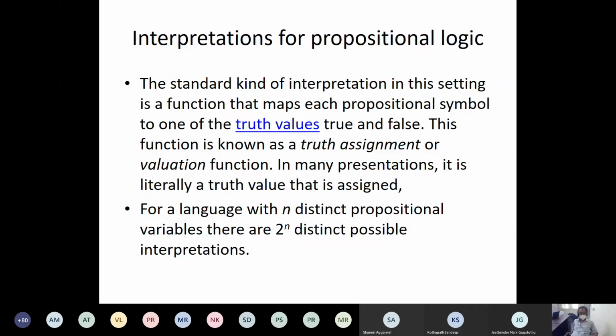For a language with n distinct propositional variables, there are 2 to the power n distinct possible interpretations. Each of P, Q, R, etc. can be given either the value true or false. So many interpretations are possible, which are the essential part of the interpretation. Then a particular interpretation or model can have other things which are not really relevant to this formal system. That may be there.